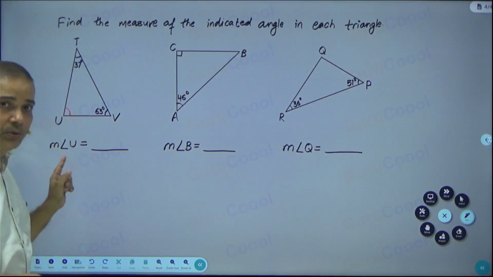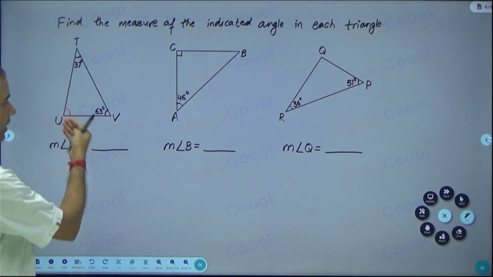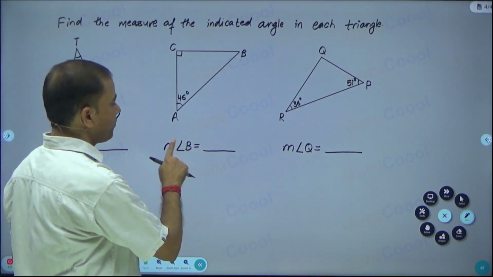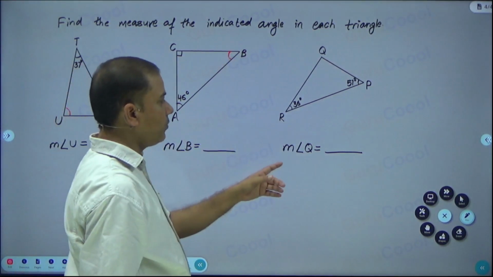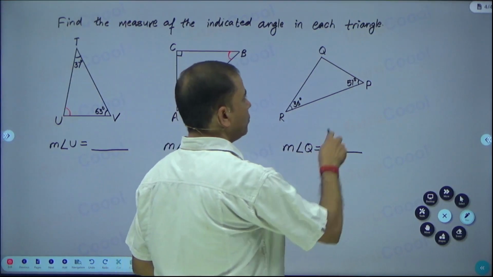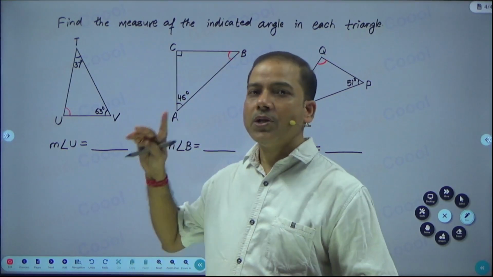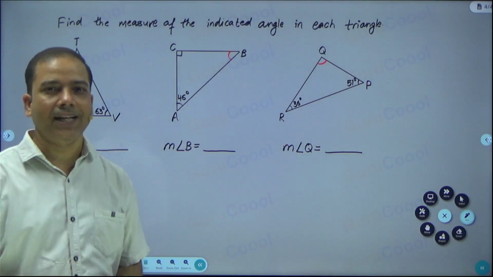M stands for magnitude. Magnitude of angle U means you have to say the degree value. Measurement of angle B, magnitude of angle B. This angle is missing here. In the third one, magnitude of angle Q. This angle. I hope you will be able to solve these three questions. Solve them and check your understanding.